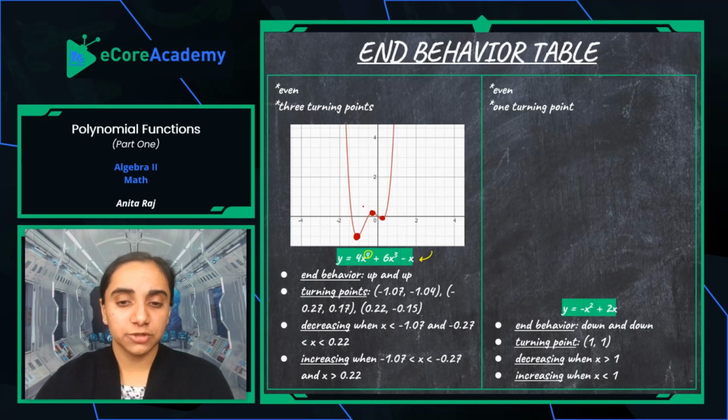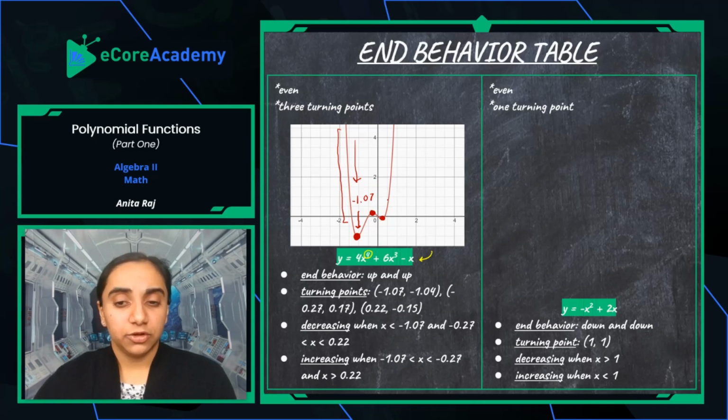So the polynomial is going to be decreasing when x is less than negative 1.07. This right here is where x is equal to negative 1.07. So when x is less than that, we're talking about this segment. This segment is decreasing, so it's moving downward. And that's where the polynomial is decreasing.